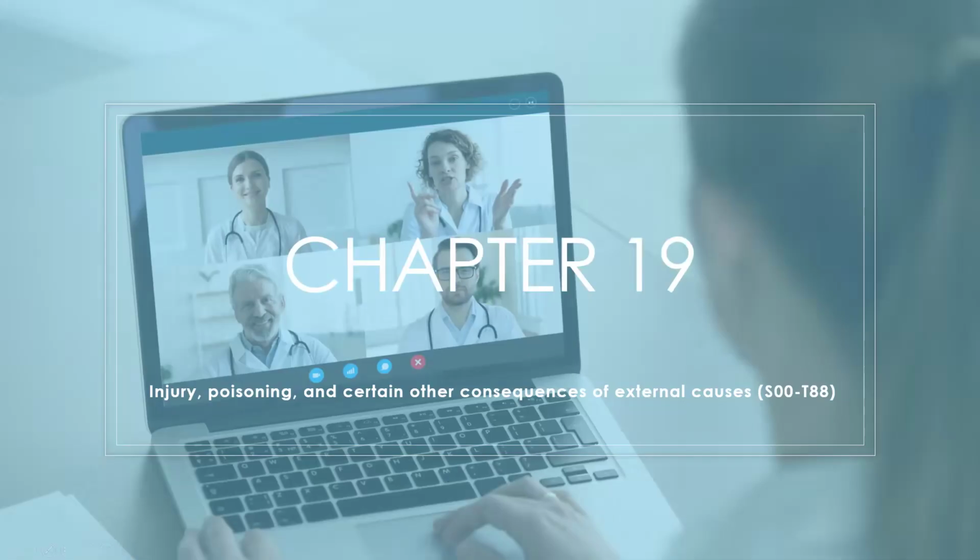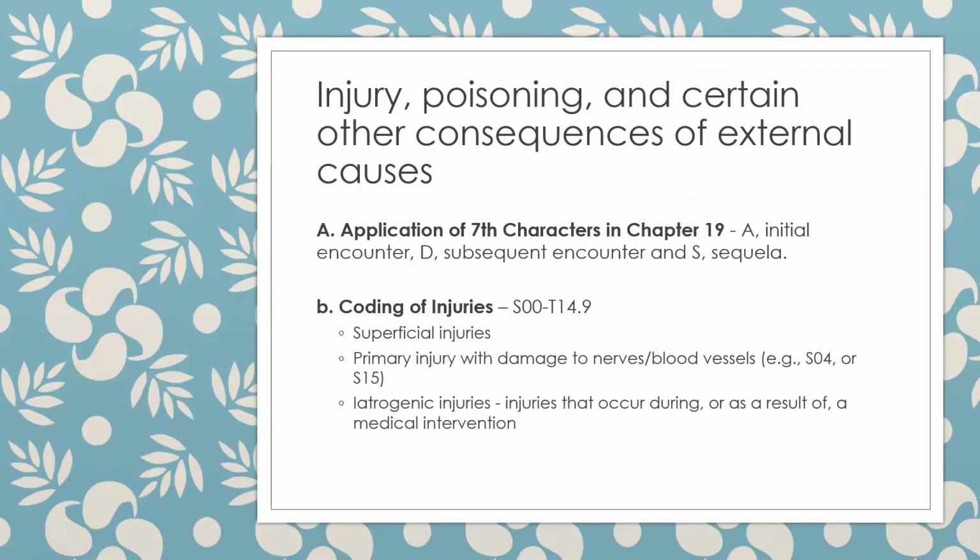Next, we have chapter 19. This is our last chapter for today's presentation. This is on injury, poisoning, and certain other consequences of external causes, codes S00 through T88. Okay, so first up, we have application of the seventh characters in chapter 19. Most categories in Chapter 19 have a seventh character requirement for each applicable code.